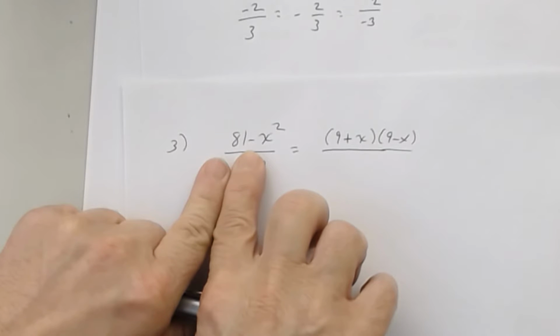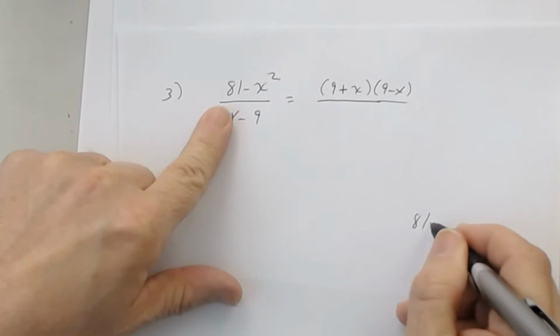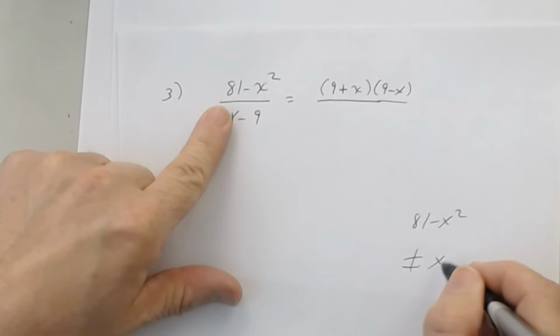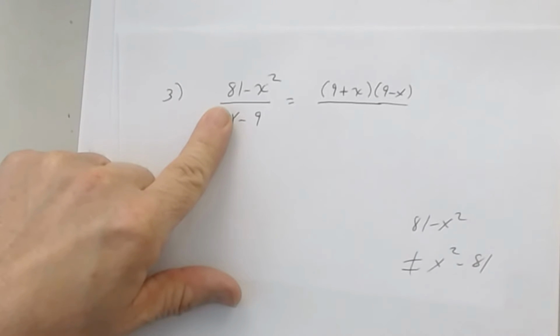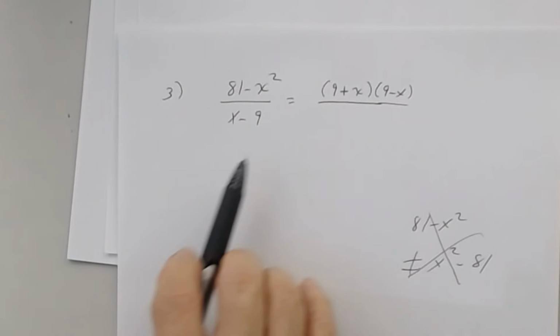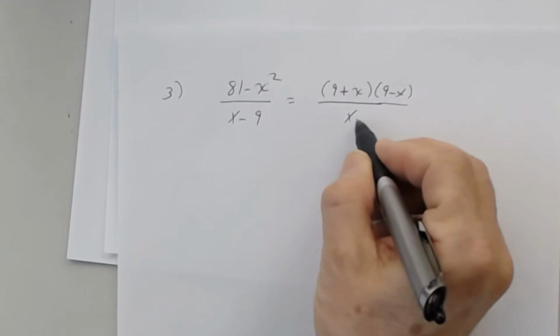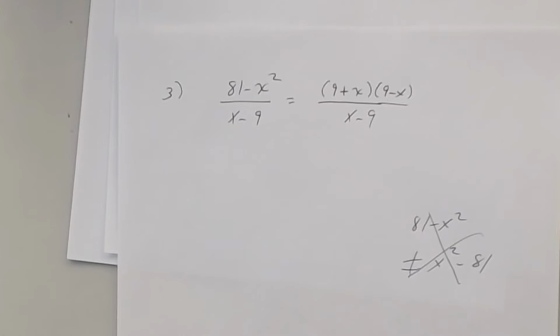The answer is no, that's not the same thing. 81 minus x squared is not x squared minus 81. 81 minus x squared does not equal x squared minus 81. In fact, those are opposites. They're not equal to each other. Okay? All right. Now, the denominator I can't do anything with, so I'm going to leave it as x minus 9. So I factor. That was the first step, was to factor.